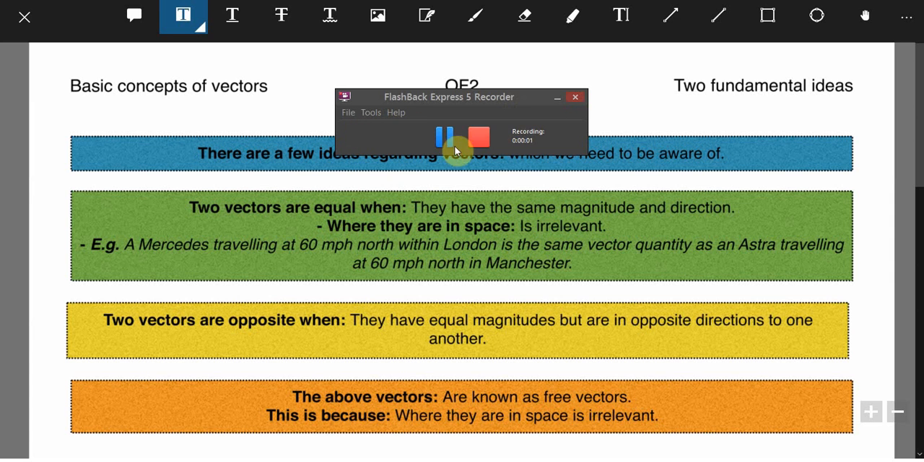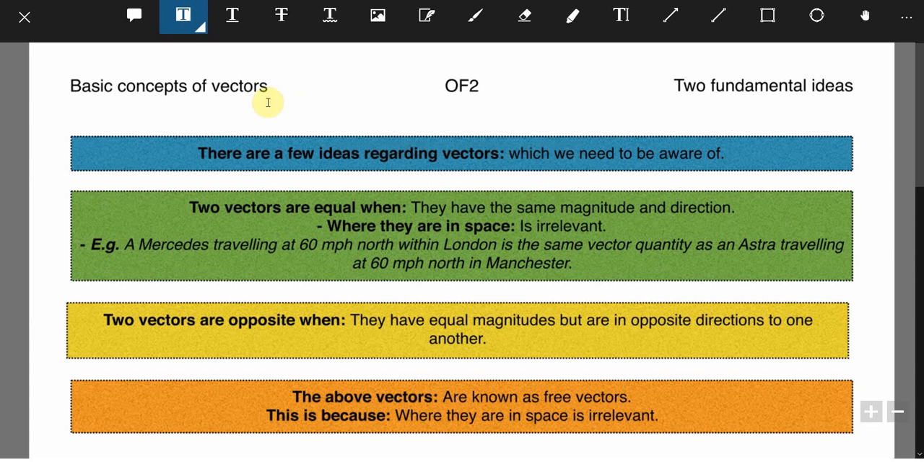This video from section 2, the basic concept of vectors, covers two fundamental ideas. There are a few ideas regarding vectors which we need to be aware of. One of these is that two vectors are equal when they have the same magnitude and direction, and where they are in space is completely irrelevant. This is going to make sense in a second.